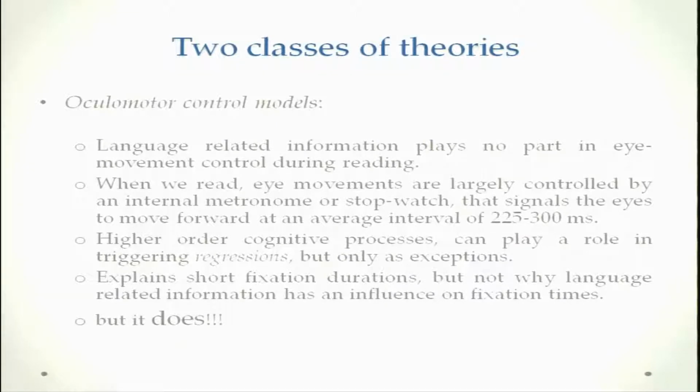Okay, so the assumption is that when we read, eye movements are largely controlled by an internal stopwatch or a metronome, whatever you may call it, that signals the eyes to move forward at an average rate of around 225 to 300 milliseconds. Higher order cognitive processes, comprehension, etc., can play a role in triggering regressions, not in progressive saccades, and that also very rarely, only as exceptions. Also, these theories try to explain shorter fixations, but they don't really talk about why language related information may not interfere with fixation times.